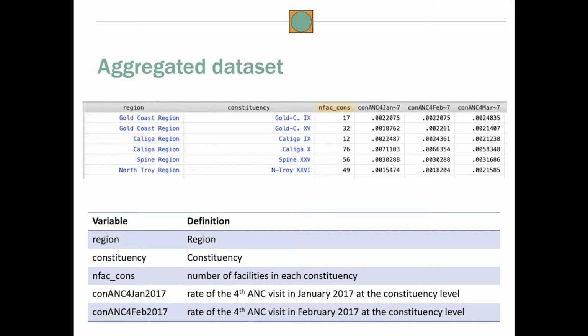After this was done, this is what our aggregated data set looked like. From the screenshot, you can see the variables for region, constituency, number of facilities in each constituency, and the rates of antenatal care in January, February, and March at each constituency level.